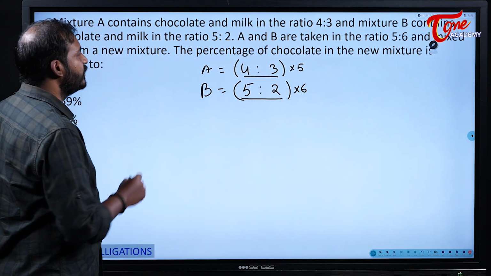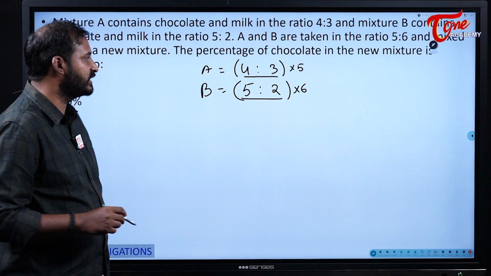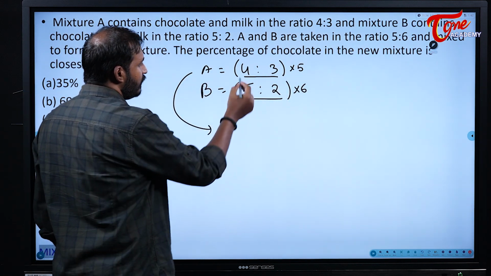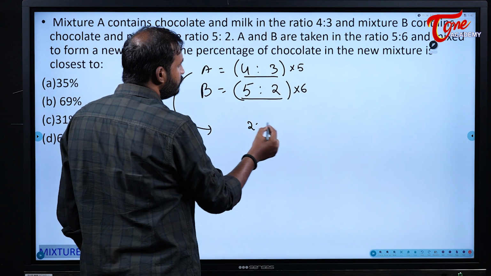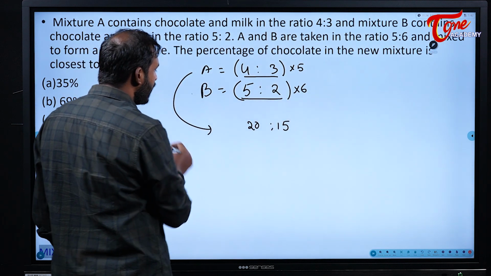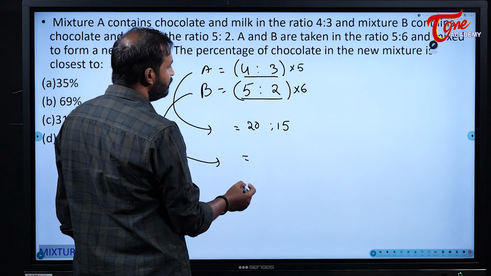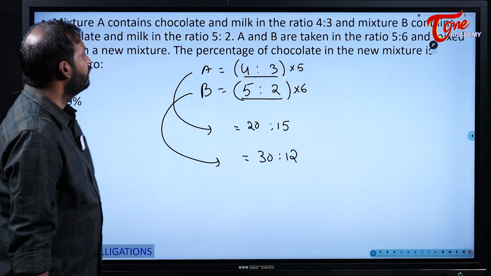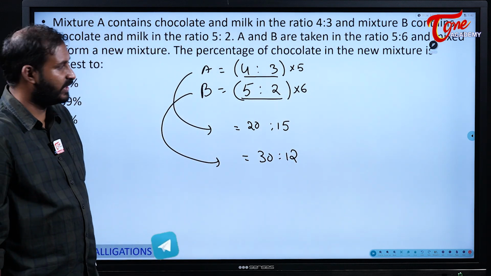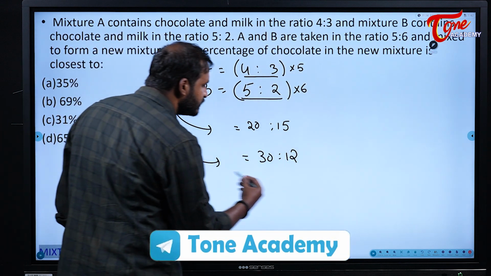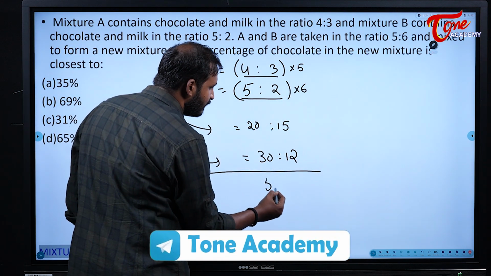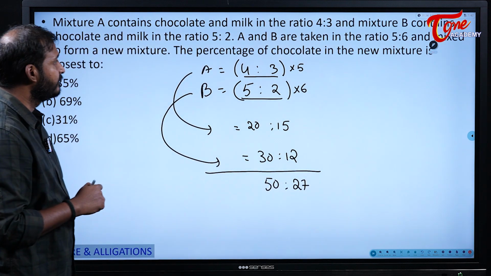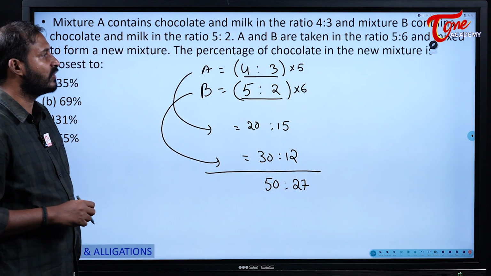To form a new mixture, the percentage of chocolate in the new mixture is, when I take 5 parts and 6 parts, what happens to this one? 20:15. And similarly, what will happen to this? This will become 30:12. They are asking us about the percentage of chocolate in the new mixture. Now we are adding these two, right? When I add these two, what will I get here? 50:27.